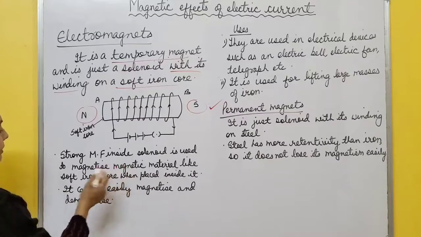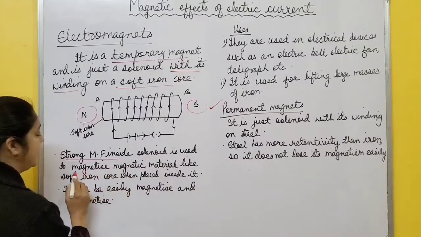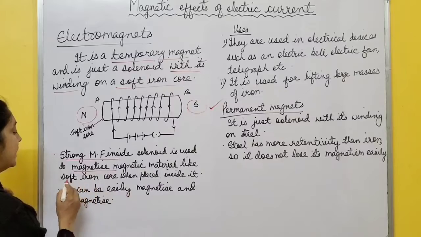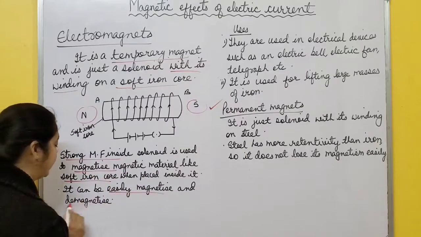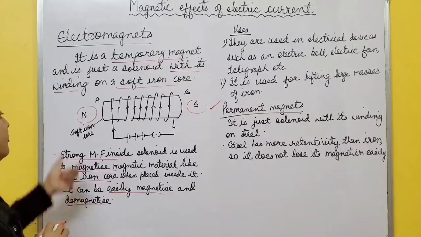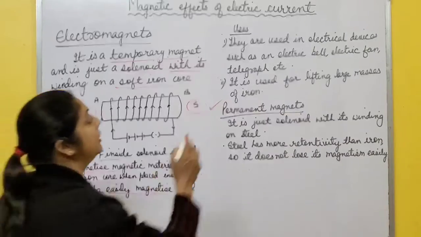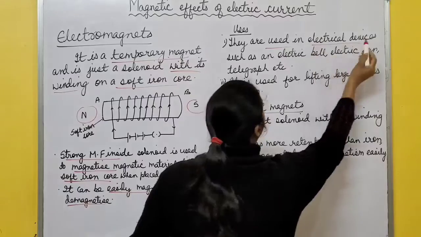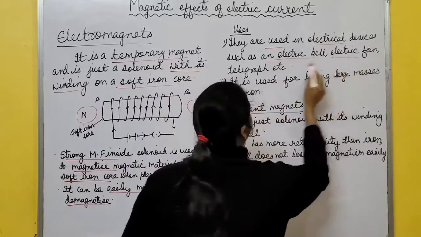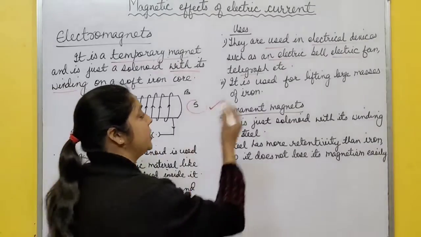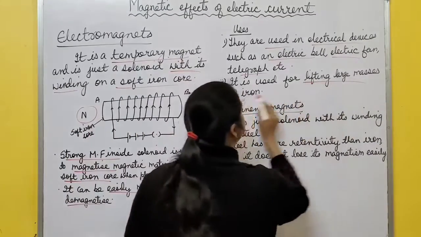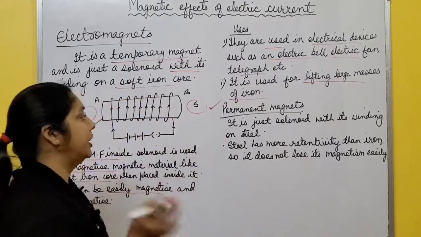So two lines you can write. A strong magnetic field inside solenoid is used to magnetize magnetic materials like soft iron core when placed inside it, because it can be easily magnetized and demagnetized. Where are these electromagnets used? They are used in electrical devices such as electric bell, electric fan, telegraph. In all these things, these temporary magnets are used. It is also used for lifting large masses of iron in the case of a crane also.